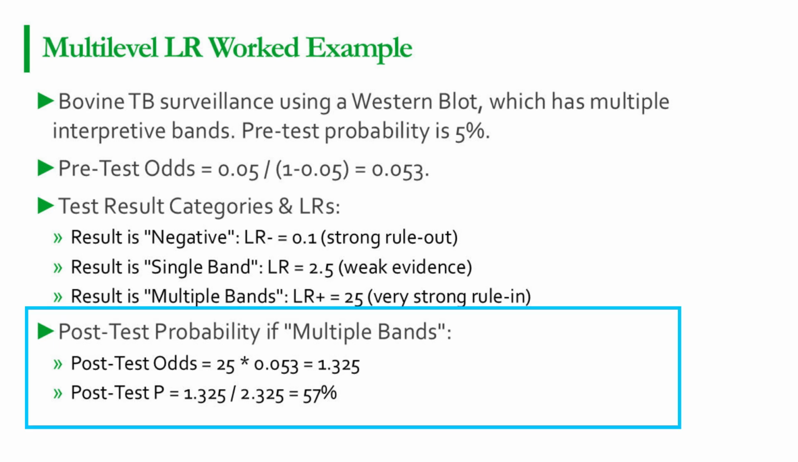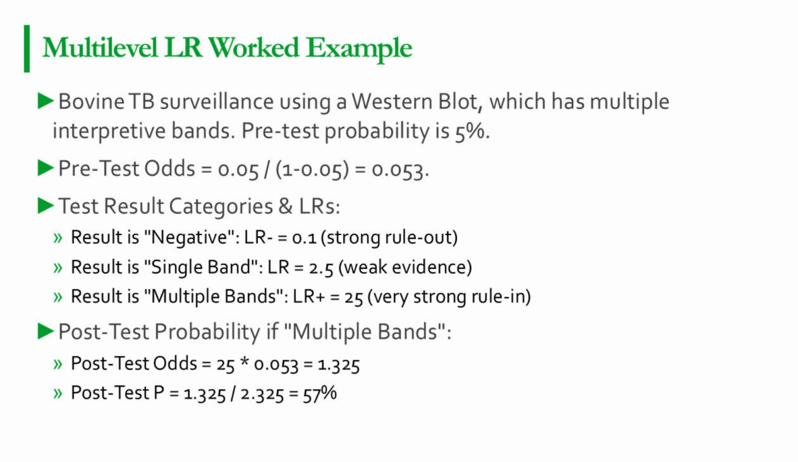If our animal comes back with the multiple bands result, we can calculate its new probability. Our pre-test odds were 0.053. We multiply this by our strong LR of 25, giving post-test odds of 1.325. Converting back gives us a post-test probability of 57%. We've moved from a 1 in 20 chance to a better than 1 in 2 chance, providing strong justification for classifying this animal as a reactor.